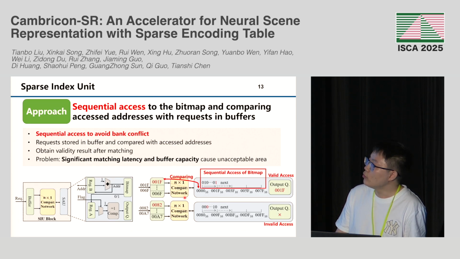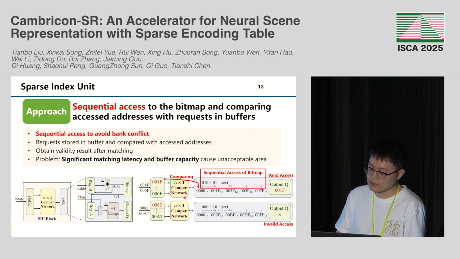To address this issue, we observed that the root cause of bank conflicts lies in the irregular memory accesses. Therefore, we propose to perform sequential access on the bitmap to avoid this problem. In our approach, memory access requests cannot immediately get the result of validity and must instead be temporarily stored in a buffer. Meanwhile, the bitmap is accessed sequentially and the addresses are compared with the requests in the buffer to determine the validity of accesses.